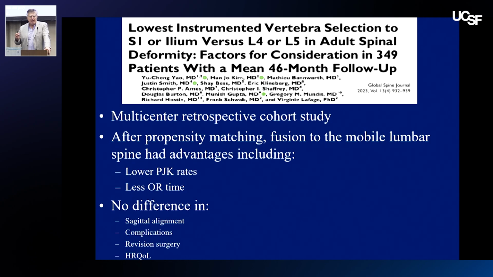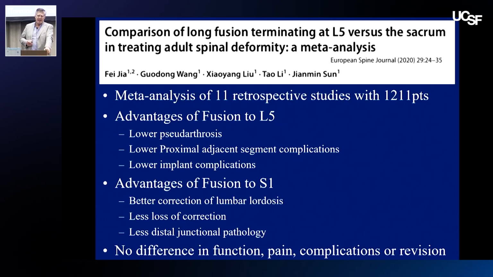This is a nice multi-center retrospective study that came out of some of the ISSG sites. First of all, propensity matching, because it tends to be a very different population who you stop at L5 versus S1. It tends to be older people, more severe deformity when you go to S1. But with propensity matching, stopping at L5 had less PJK, less OR time, but they didn't show a big difference in other outcomes, including revision surgery.